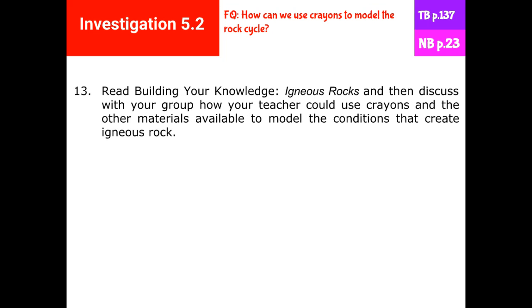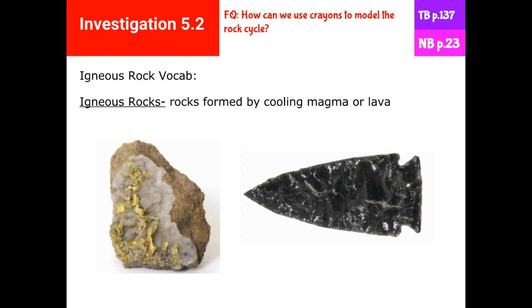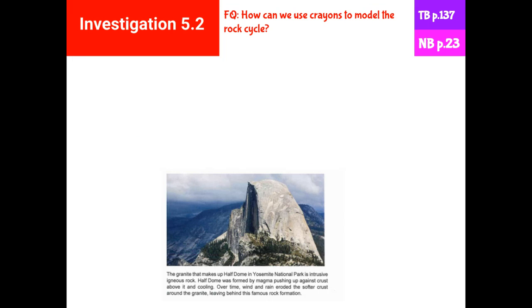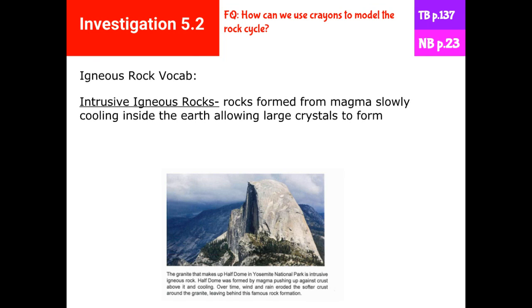Finally, you'll be on to igneous rocks. Igneous rocks are rocks formed by cooling magma or lava. Vocab for igneous rock include intrusive igneous rock. These are rocks formed from magma slowly cooling inside the earth, allowing large crystals to form. And magma, that term is melted rock underneath the ground.